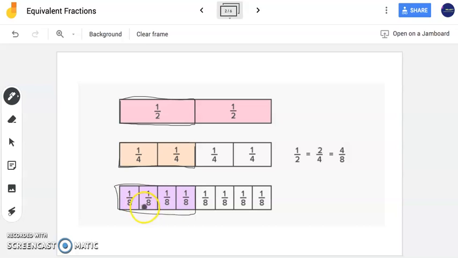Here we have 1/8, 1/8, 1/8, and 1/8. When we put these eighths together, it creates the fraction 4/8. And I notice that 4/8 is also the same size and value as 2/4 and 1/2, showing that 1/2 is equal to 2/4 is equal to 4/8. Or you can say that these three fractions are equivalent.